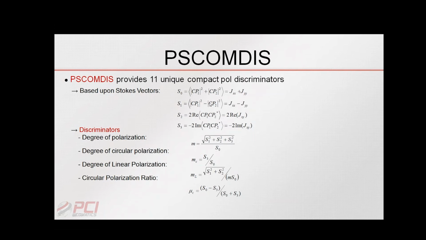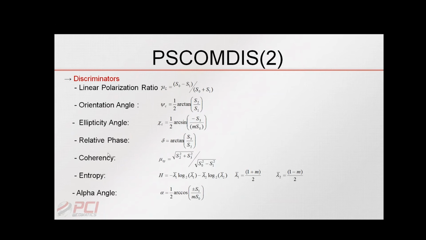And based on those Stokes vectors, you can compute many discriminators, like the degree of polarization, which says if a specific target, or let's say an area of interest, is well polarized or not. You also have the degree of circular polarization. You can compute the degree of linear polarization, the polarization ratio, based again on the Stokes vectors. And the list continues.